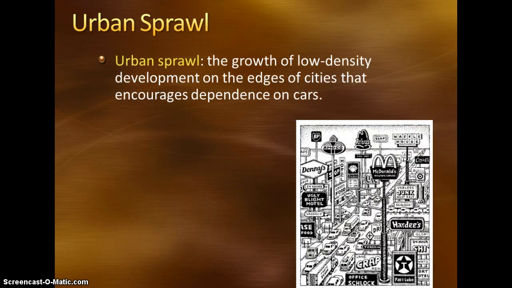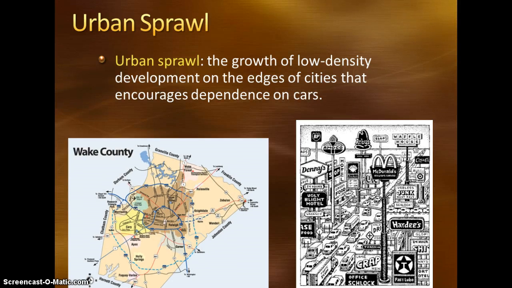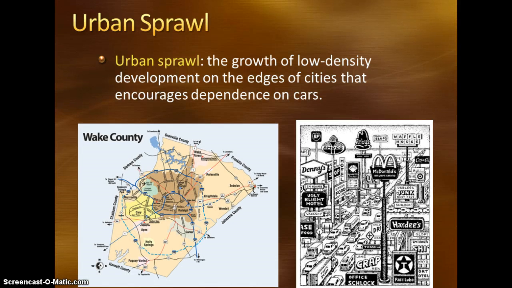So urban sprawl is where you see that low density development, so apartment complexes, housing developments, strip malls, fast food restaurants, and really encourages dependence on cars. Usually you see this in areas where you have a central urban area and then you have belt lines surrounding it. Atlanta is a great example. Raleigh on a smaller scale, you've got your downtown area, then you have your 440 belt line and your 540 belt line.